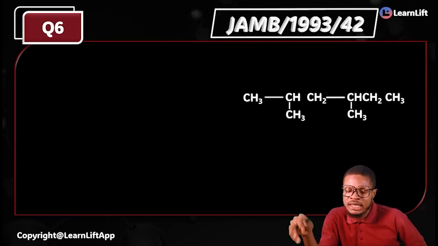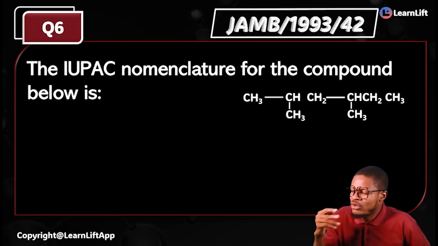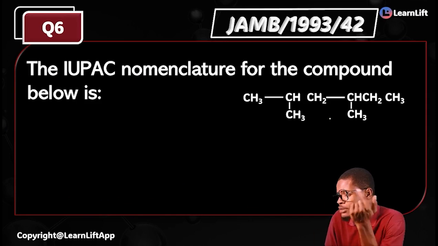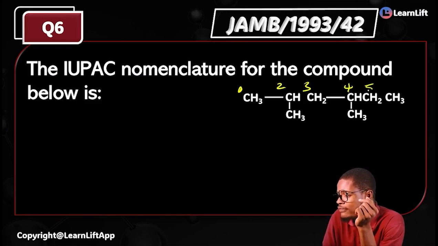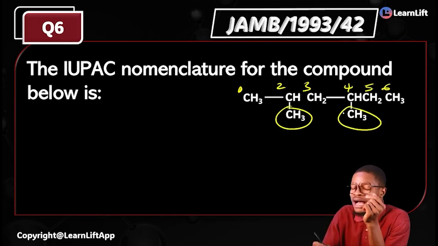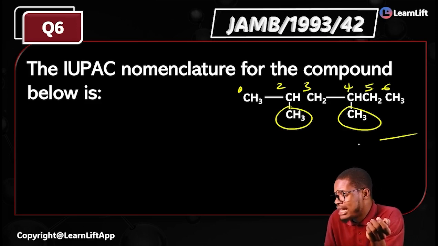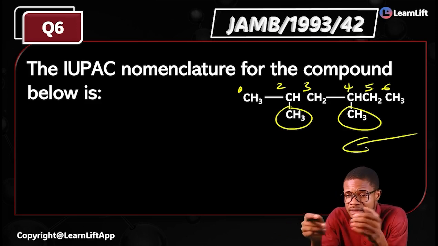Question 6 very quickly. The question says the IUPAC nomenclature of the compound below is, what's the IUPAC name of this compound? Come with me. Here is your carbon 1, here is your carbon 2, here is your carbon 3, here is your carbon 4, here is your carbon 5, here is your carbon 6. At carbon 2, attaché. At carbon 4, attaché. If you start numbering like this, you are wrong. Go try it yourself now and see.